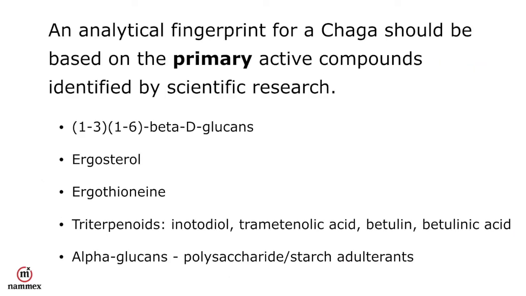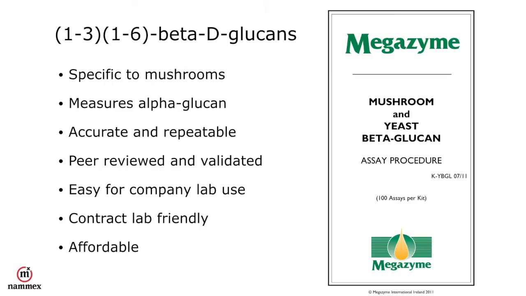At Nammex, we have identified three primary active compounds that we utilize in our quality control. It's the beta-D-glucans, ergosterol, ergothioneine, and we also test for alpha-glucans, which is a good way to identify any kind of adulterants. Now, with certain mushrooms like reishi or chaga, we can actually test for triterpenoids, and chaga has 4 of which we are able to test.